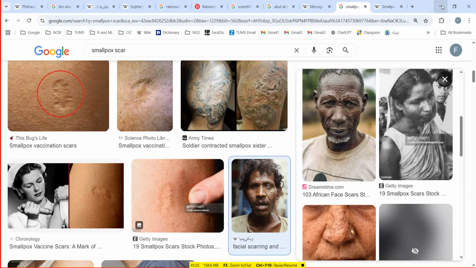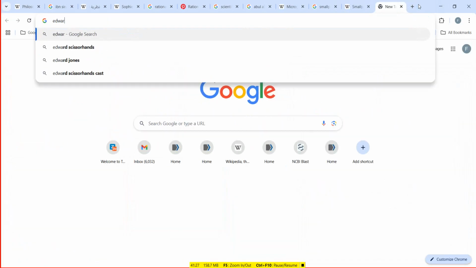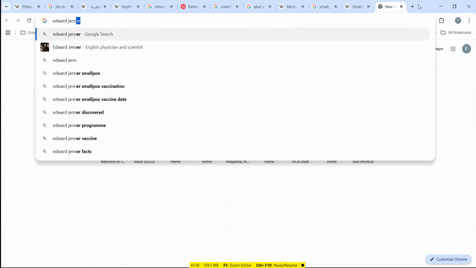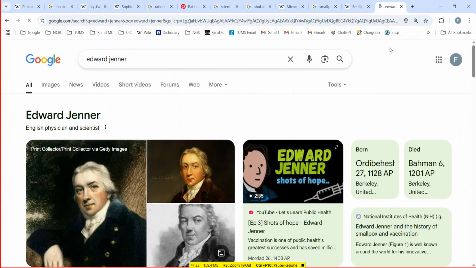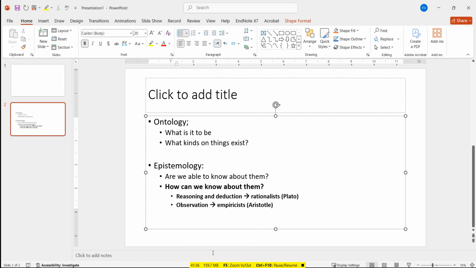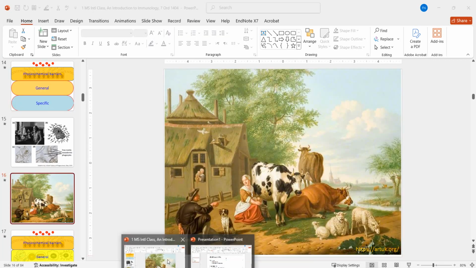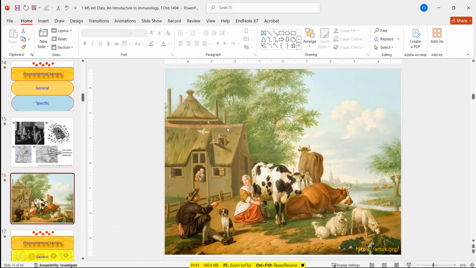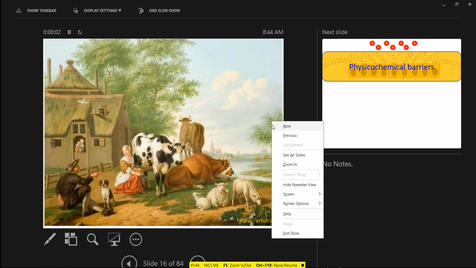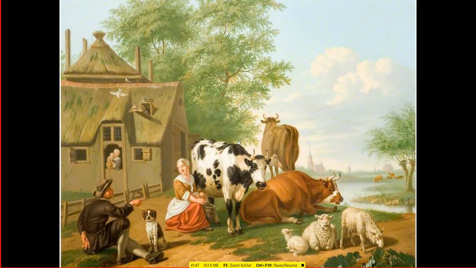So what Edward Jenner saw was something very, very interesting. He noticed that in his society at the time, the late 18th century, pretty much everybody, people from every stratum of society, had these scars, except one particular group of people. You're close. So who were that particular group of people?